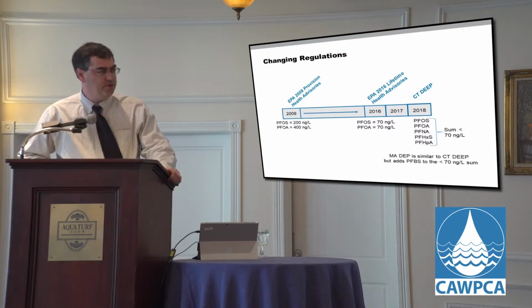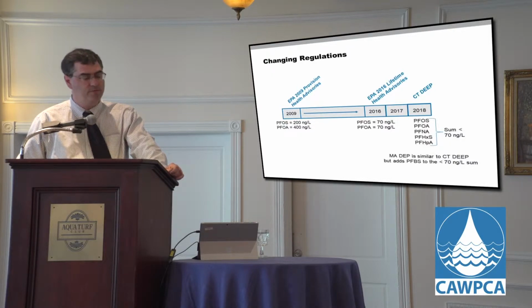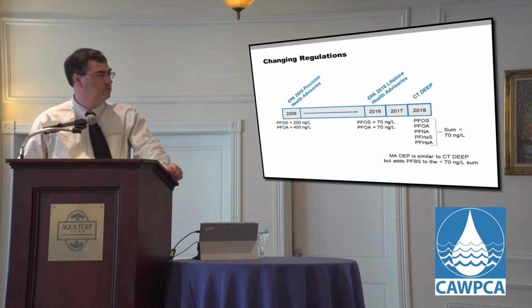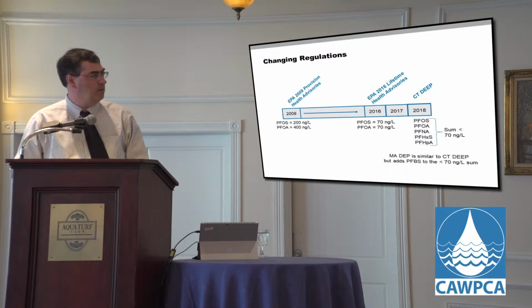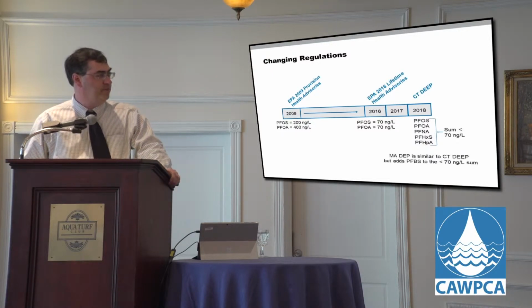A little bit of history for here in the U.S. Back in 2009, there were some advisories issued for PFAS and PFOA, 200 to 400 nanograms per liter, so quite low. In 2016, those limits were lowered to 70.